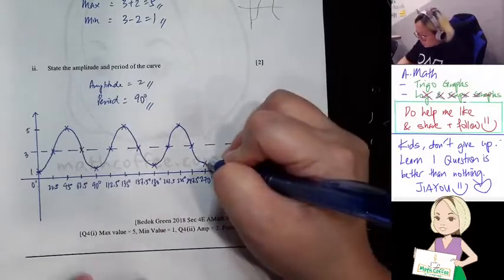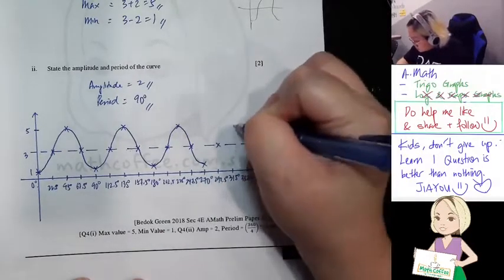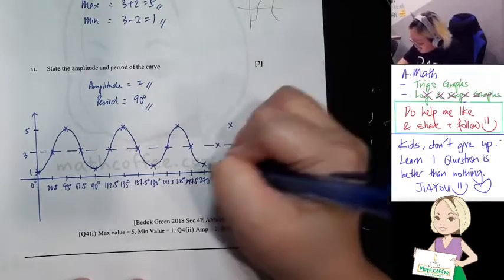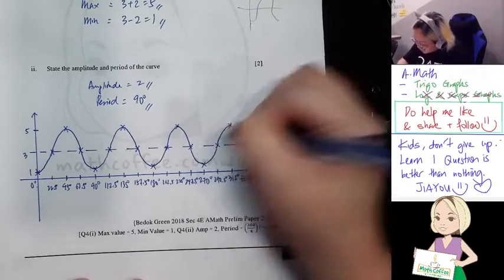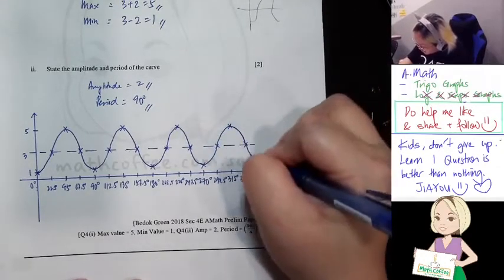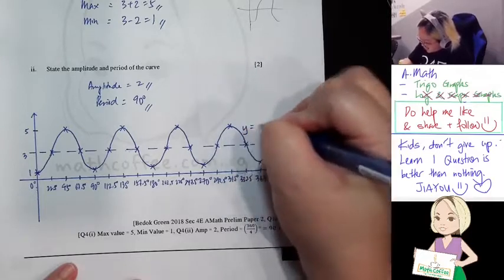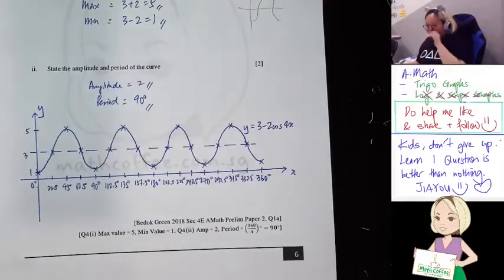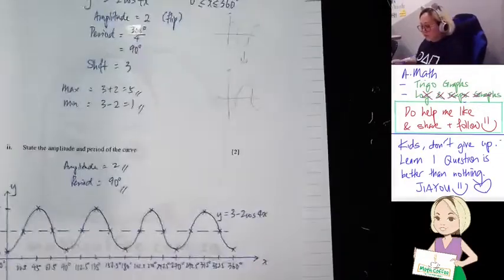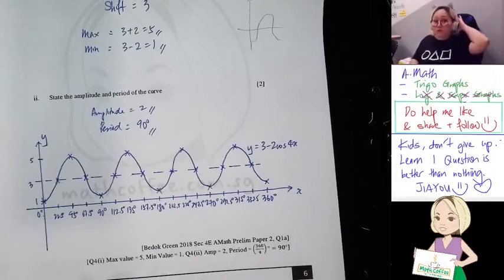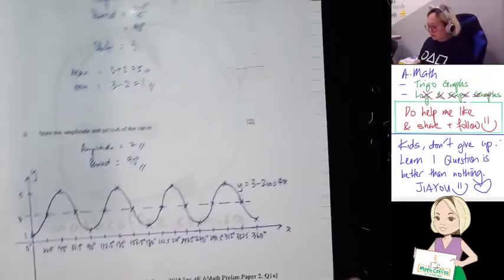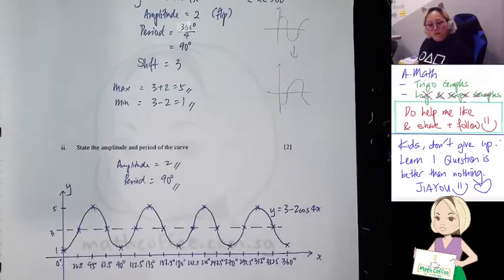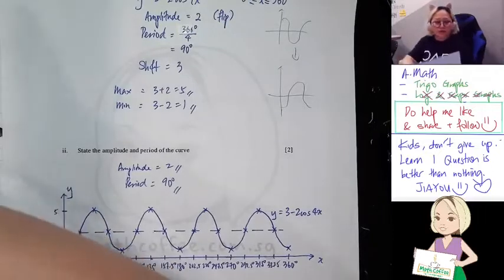So now go here, here, and here, come back to 0 and come back to the minimum. And we are done. Lastly, label: this is y equals 3 minus 2 cosine 4x, and this is the y-axis. Okay? So, no issue, all good. Okay, we're going to do one more sine graph, and then we will start drawing the tangent graph.